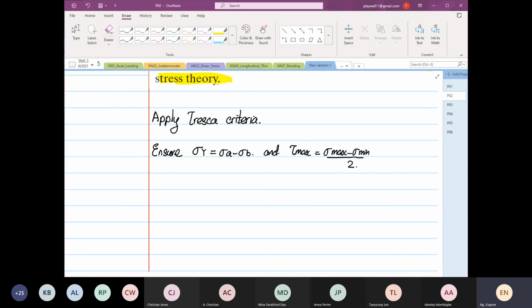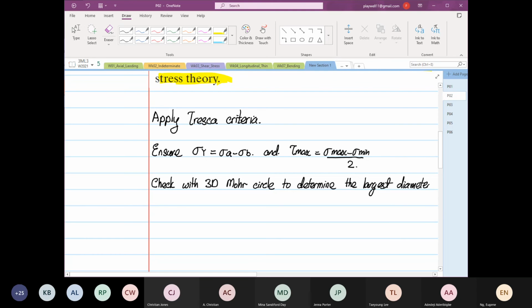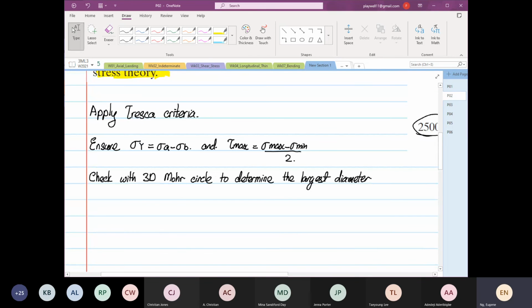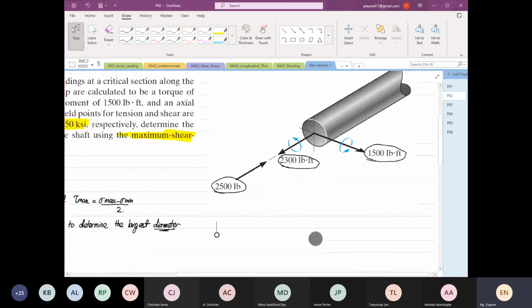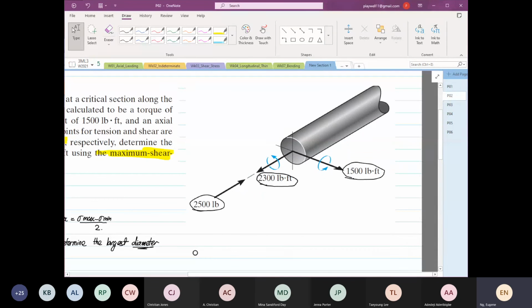Then we also have to check with the 3D Mohr circle to determine the largest diameter of the circle. So now you have to apply the 3D Mohr circle, the 3D real world, 3D material property. Okay, how they are tested in real life.